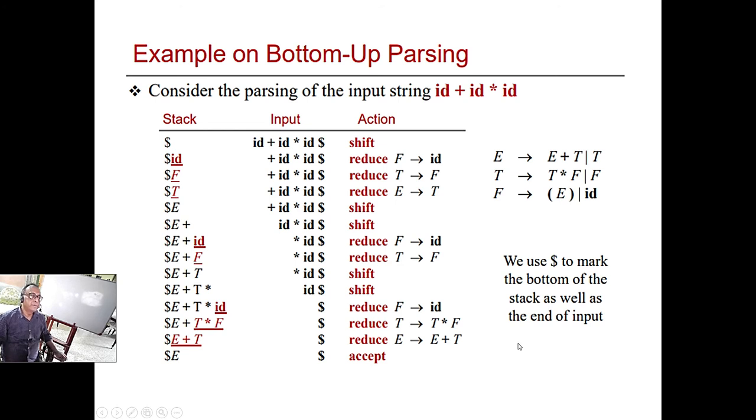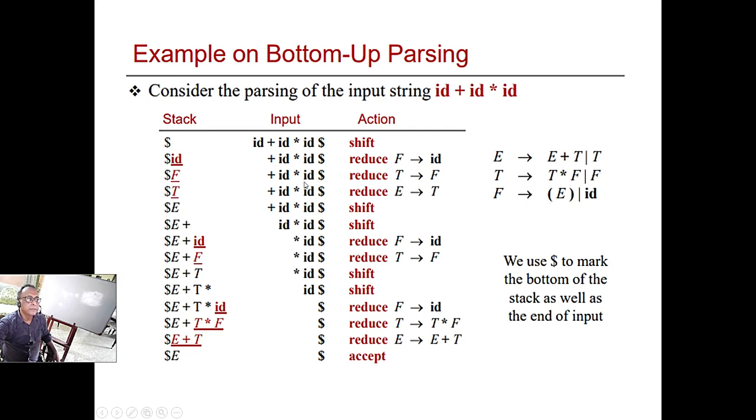So here, say this is a stack, and this is your string. First the stack is empty, and at the end your stack will hold E, because the starting symbol is E, since it is bottom-up parsing. Whenever ID is here and the input pointer is here, there is nothing to do, so it has to shift. Now the ID matches this rule, which makes it an F. So the first action is shift, and this one is a reduction. I have shown you this is a reduction.